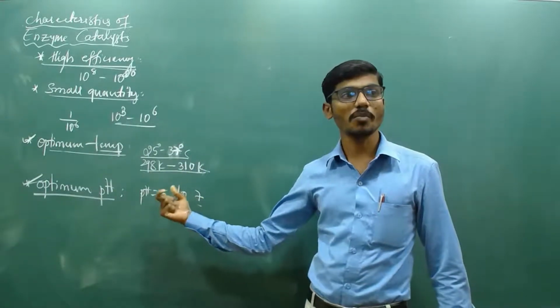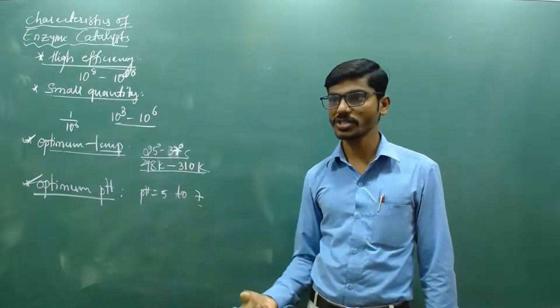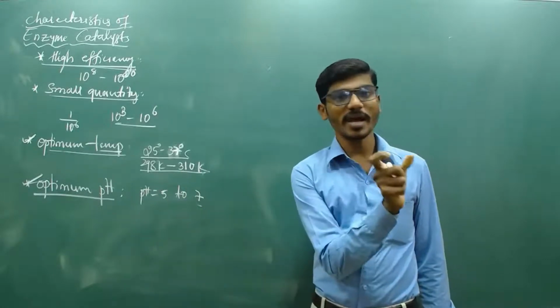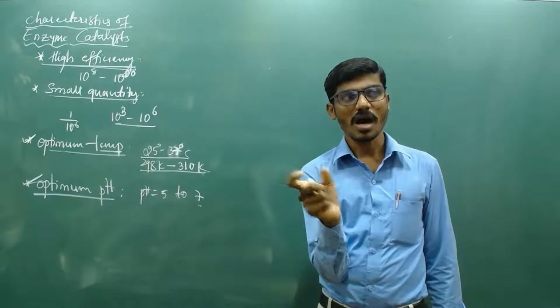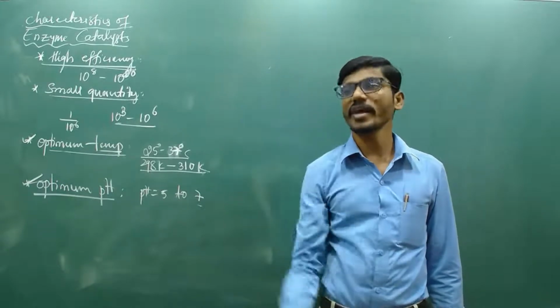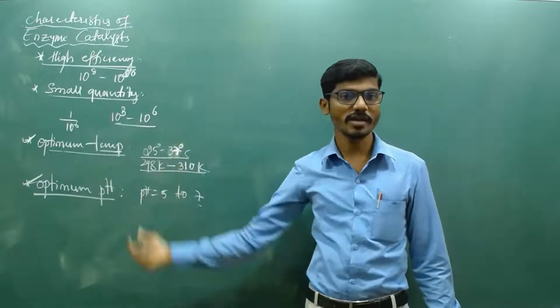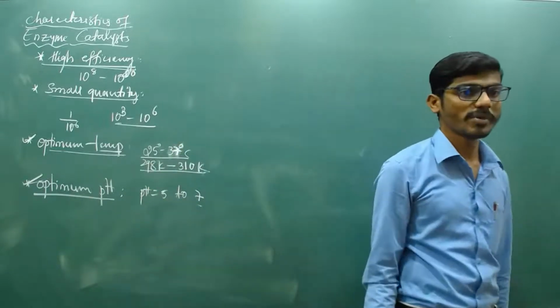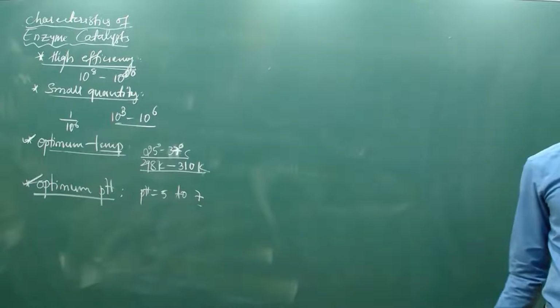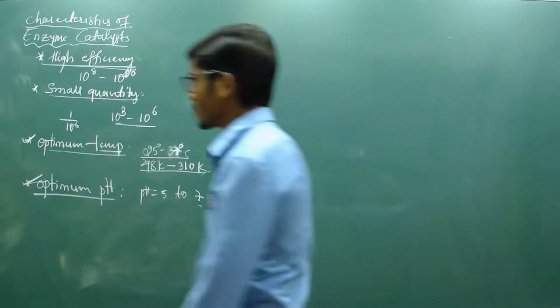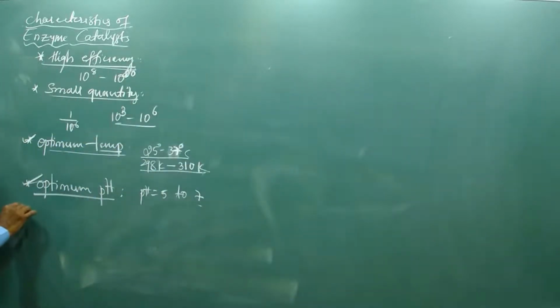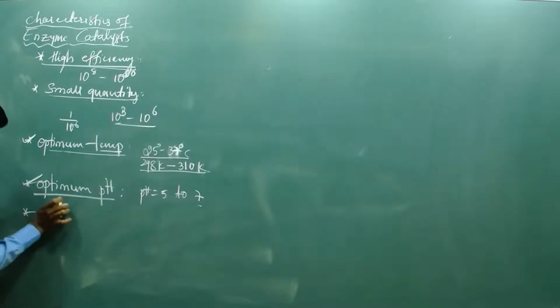So the optimum pH and optimum temperature are nothing but the certain pH and temperature at which the activity of enzymes is maximum. That temperature is called the optimum temperature and that pH is known as the optimum pH. The next one is that enzyme catalyzed reactions can be regulated or controlled.